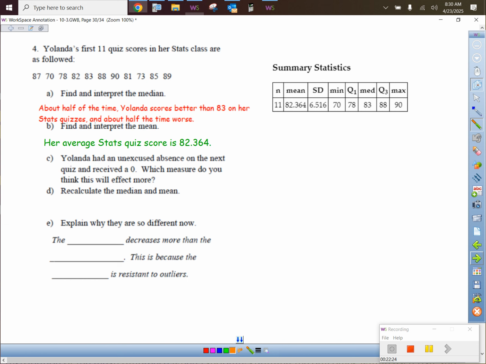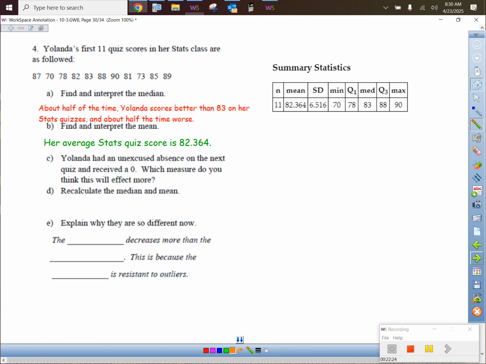By the way, these were her stats quizzes, so she's doing all right. She's got a B, roughly. But I'm sure you've known a student, maybe it's happened to you, it's a horrible thing where you miss class and it's unexcused, there's no way to make it up, and you got a 0 on the next one. Let's talk out loud. What's going to happen to her average? Way down, right? You just got a 0. What's going to happen to her middle? Probably not much. Isn't that 0 an extreme value on this one?